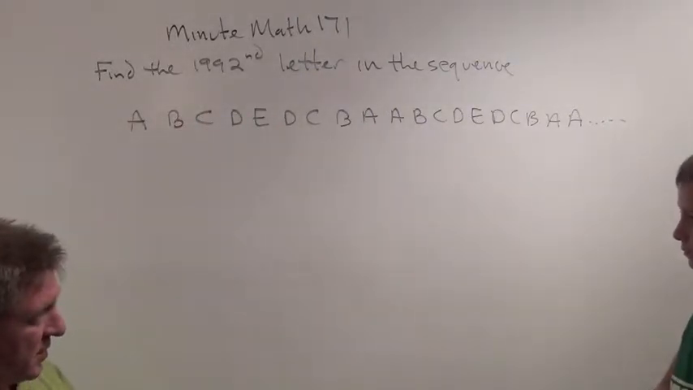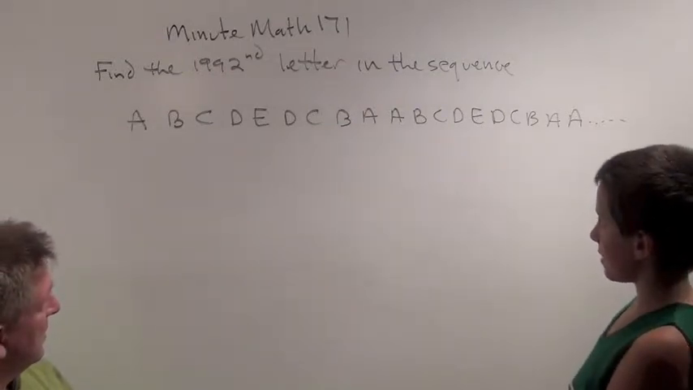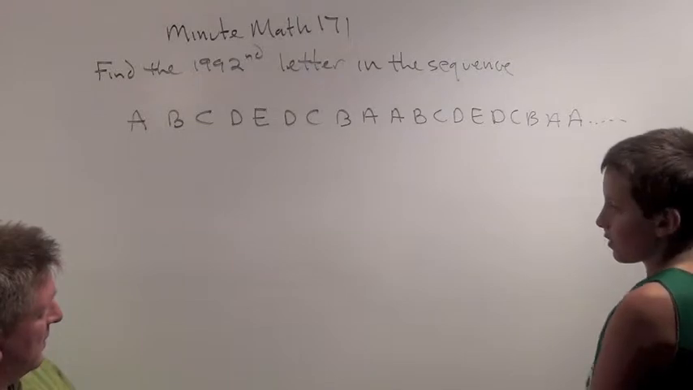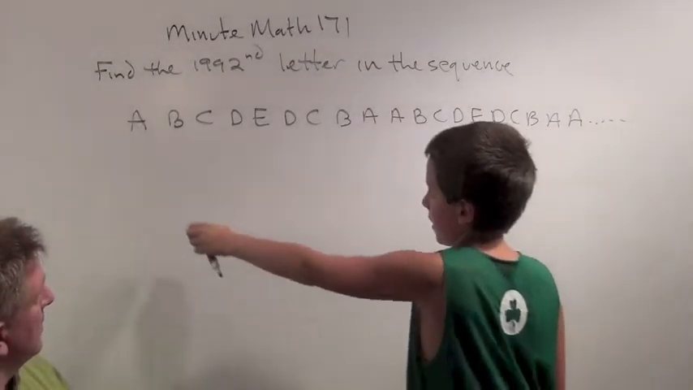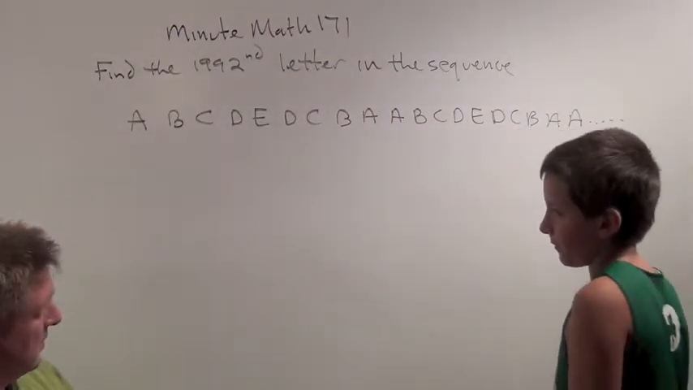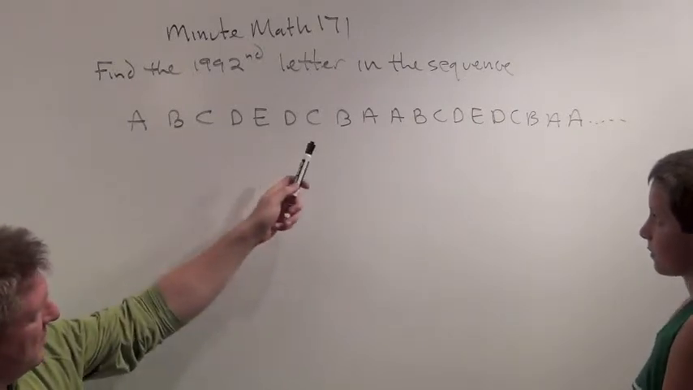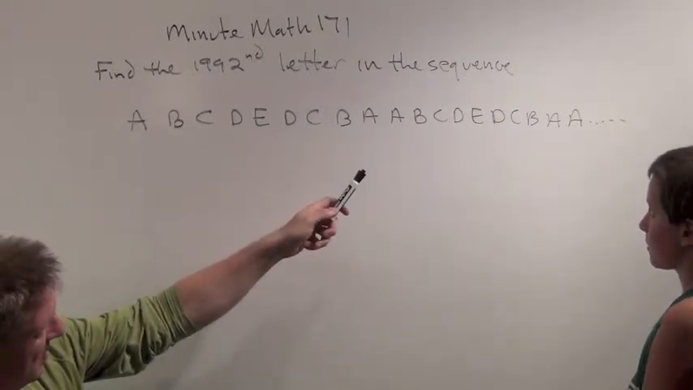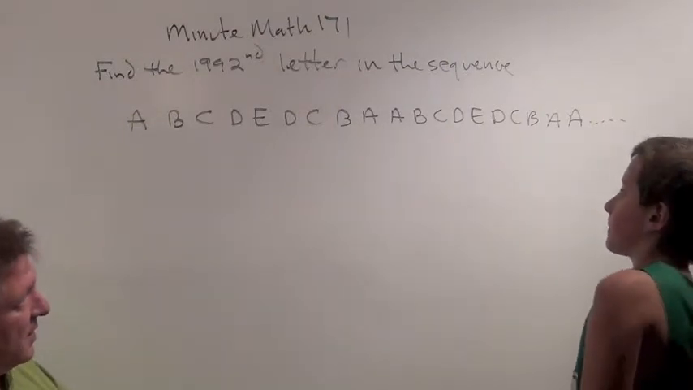So how does the sequence go? Well, it goes A, B, C, D, E, D, C, B, A. And then it keeps going on like that. It goes first A, B, C, D forward, then E, then A, B, C, D backward. So A, B, C, D, E, D, C, B, A, B, C, D, E, D, C, B, A. It just keeps going on forever. And we're trying to find the 1992nd one.